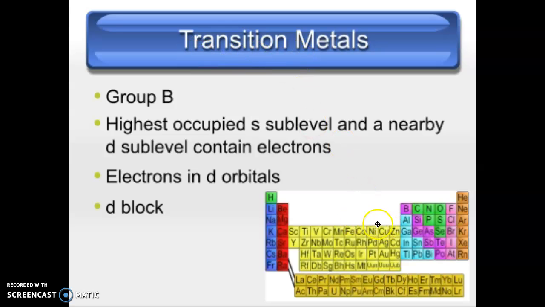The transition metals are the d block in the middle of the periodic table. It's a little bit lower than the other columns. The transition metals are defined by having the highest occupied s sublevel and a nearby d sublevel contain electrons. So they have electrons in d orbitals, and when you look at their electron configuration, it's going to end in d something, so d with some number of electrons. So again, the transition metals are the d block on your periodic table.